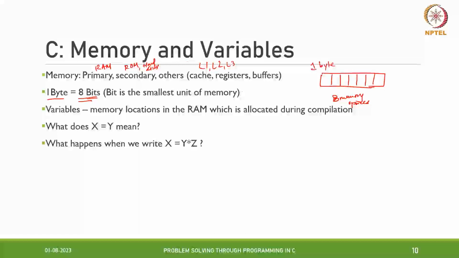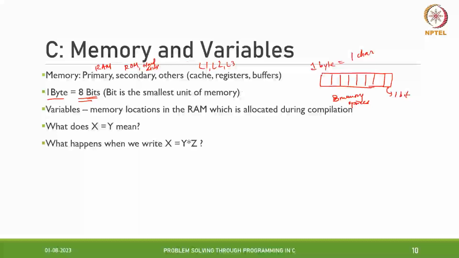So 1 byte is the minimum that you can allot to a variable. You will see later that one keystroke, one character, is 1 byte, and 1 byte will have 8 bits, so 8 memory spaces. The character will be converted to binary and stored among these 8 memory spaces, right? Each of these is 1 bit, and you have 8 bits like that, which constitutes a total of 1 byte.